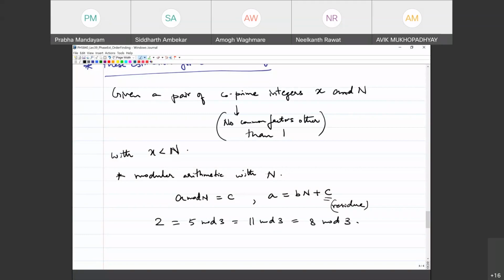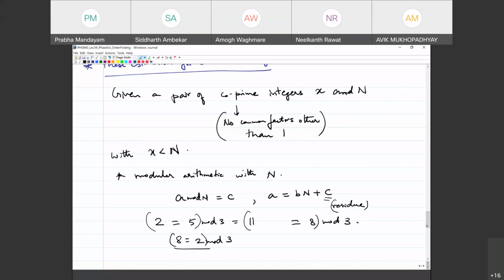So if you want to write it the other way around, then you say that 8 is 2 mod 3. So the point is, this is the equality. 8 is 2 modulo 3, 2 is 5 modulo 3, or 11 is 8 modulo 3, etc. Right? So there is, of course, a unique set of numbers through which you will circle through when you do this modular arithmetic.